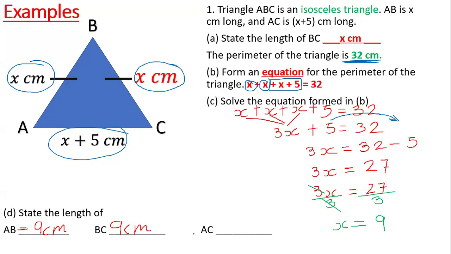And then AC is going to be from here to here. So what is AC? AC is going to be x plus 5. So it's going to be 9 plus 5. Let's go ahead and calculate that. So it's going to be 14 cm. 9 plus 5, y'all get 14? Yeah, I got 14 as well. Yes, sir. So it's going to be 14 centimeters.